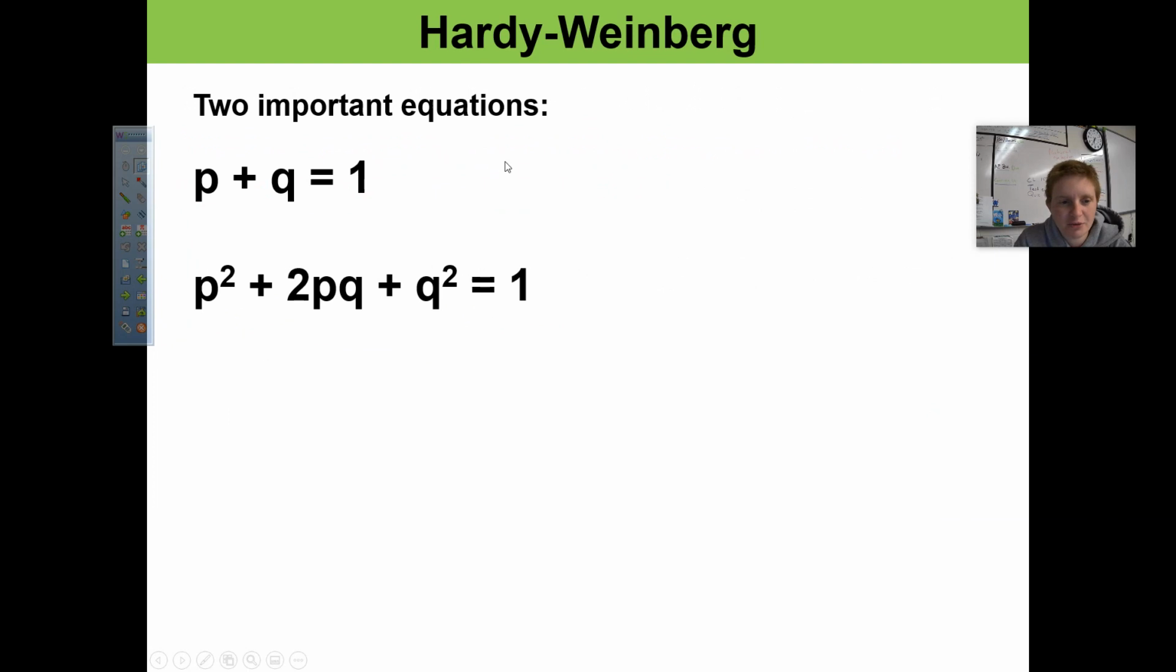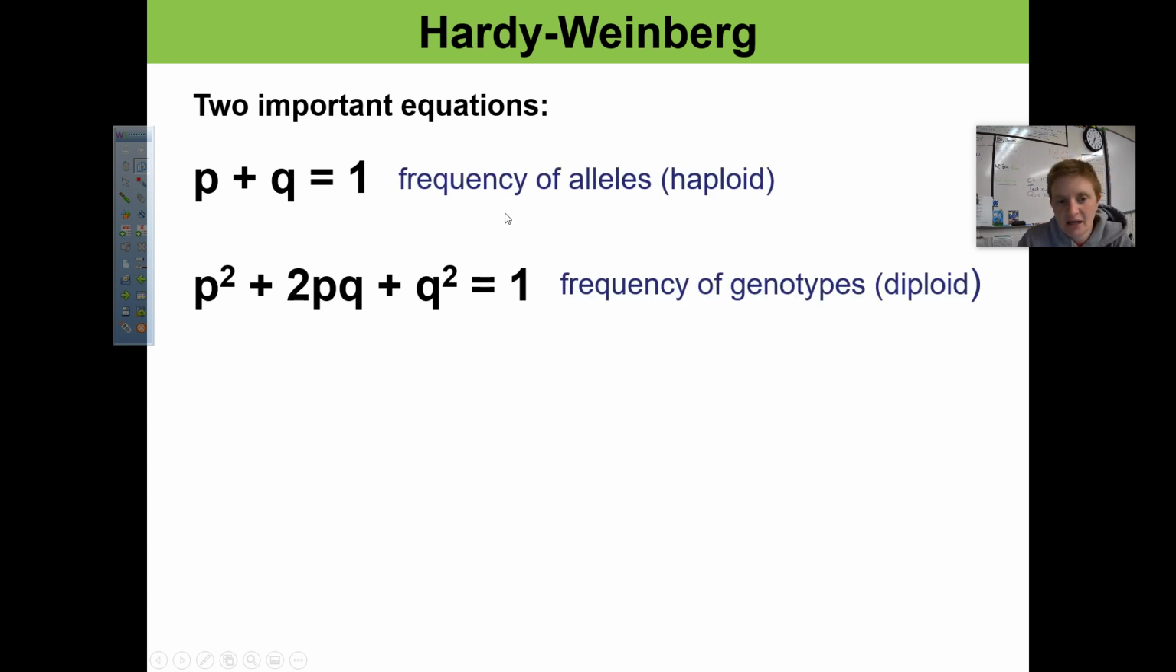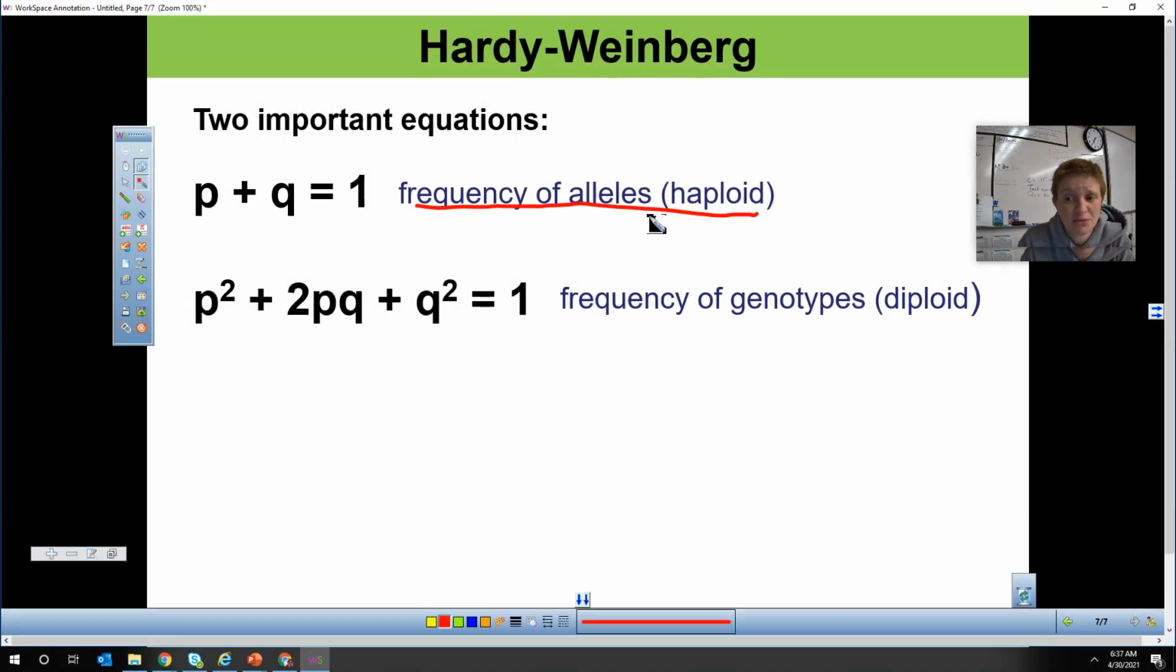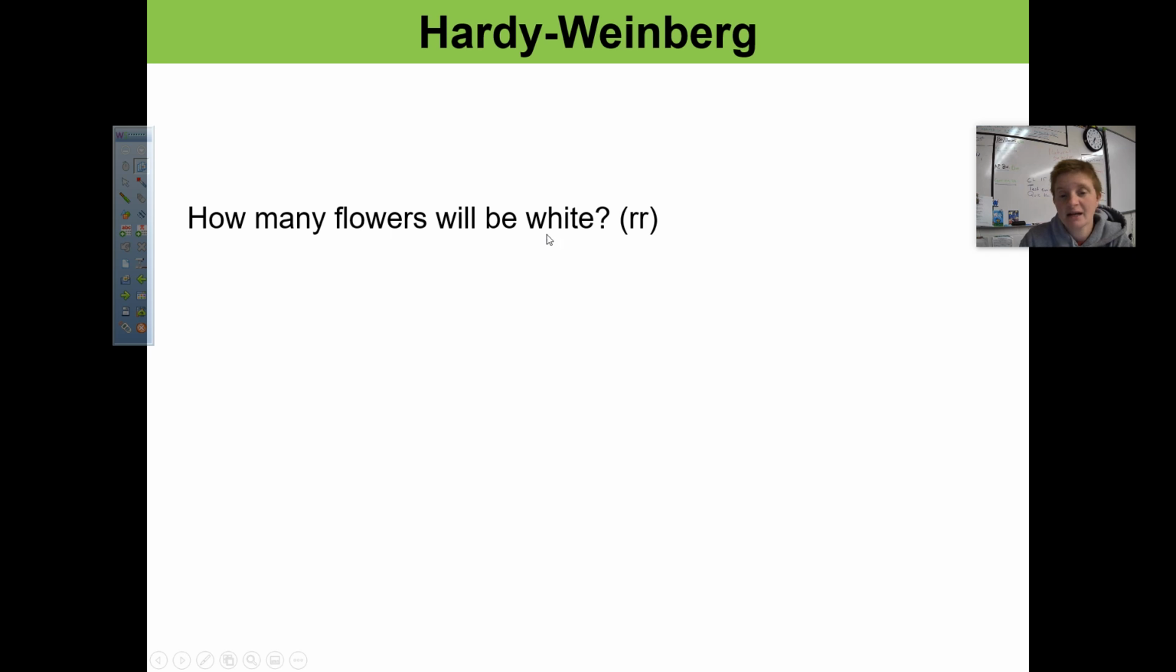And those are really the equations we're going to worry about. Our two important equations are p plus q equals 1 and p squared plus 2pq plus q squared equals 1. Just to keep in mind when we're going to use these equations: if we're wondering about the frequency of alleles, you're going to use this first equation more often, and this is really what we'll be looking at a lot. This equation helps out a ton. Or there's the frequency of the genotypes, the diploid version, which is this equation. So just keep that in mind. So we're going to calculate this stuff.